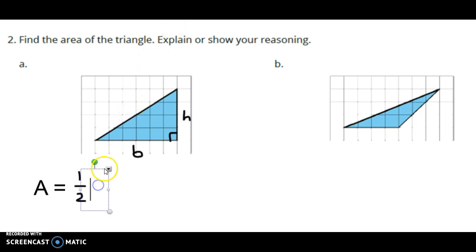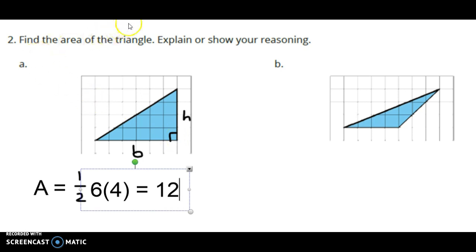My base is, let's count the squares, 1, 2, 3, 4, 5, 6. My height, let's count the squares, is 1, 2, 3, 4. So if I do 6 times 4, that's 24, divided by 2 is going to give me 12. So my answer here is 12.